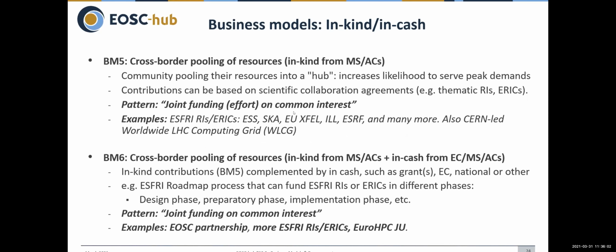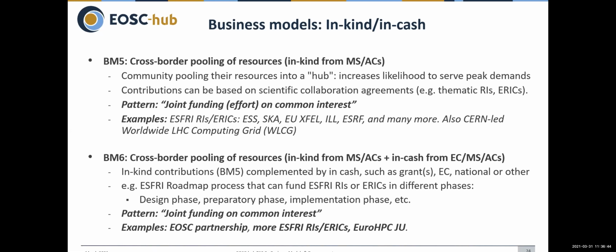Moving on to the business models on in-kind and in-cash, the BM5 is cross-border pooling of resources in-kind from member states and associated countries. This is the community pooling the resources into a central hub based on some scientific collaboration, maybe thematic, or something, possibly based on an MOU. This also increases the likelihood of serving peak demands. And there are several examples in the research infrastructures, ESFRIs, ERICs, and so on. Also the CERN-led Worldwide LHC Computing Grid, WLCG.